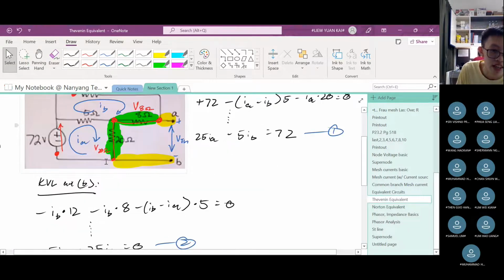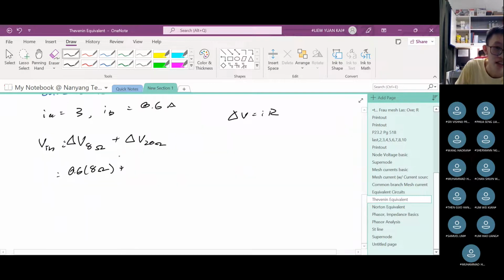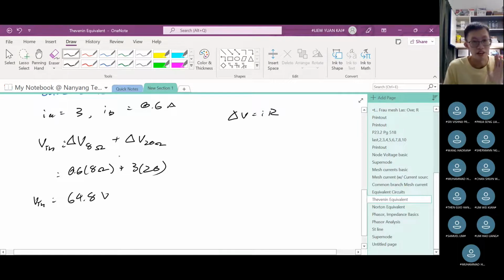now what's the current through the 20 ohms? Current through the 20 ohms is IA. IA we found just now it is 3. So 3 times 20. Now if you do this, your Thevenin voltage should be 64.8 volts. So this is the potential difference provided by the Thevenin voltage source.